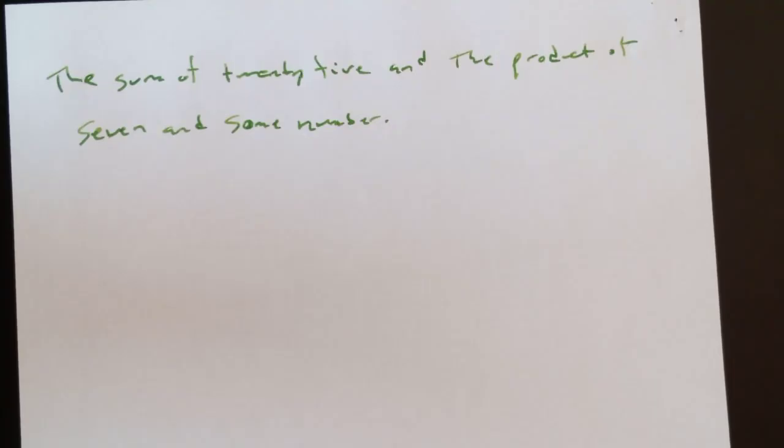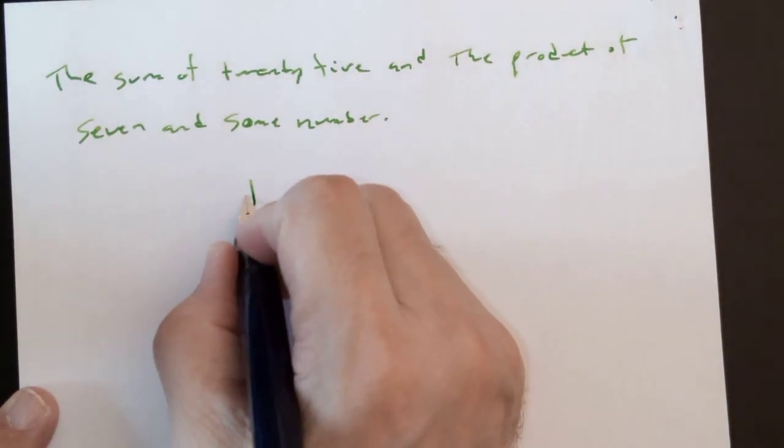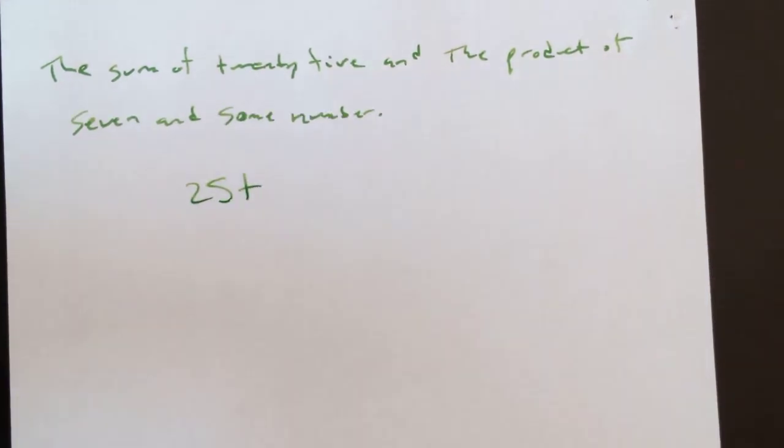Prior to the introduction of symbolic algebra, before Al-Khwarizmi, he wrote out words meaning expressions. What's the easy expression for this? Okay, wait a minute. The sum of 25 and. The sum of 25 and. And what?